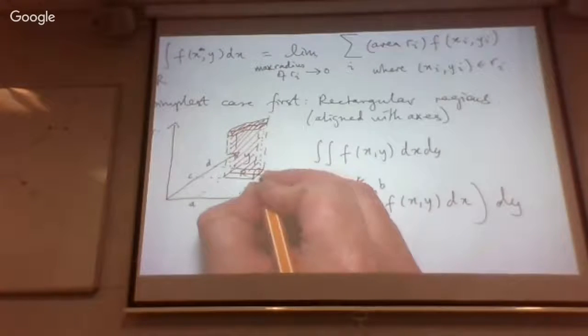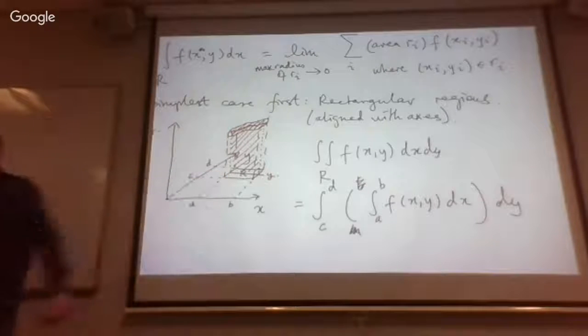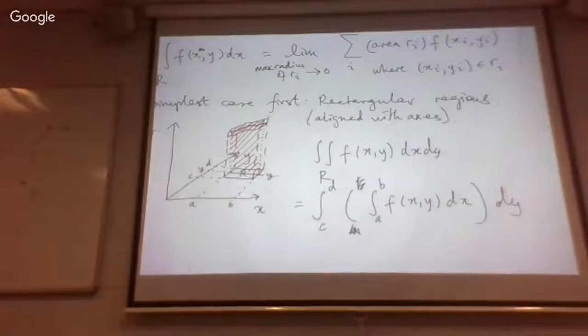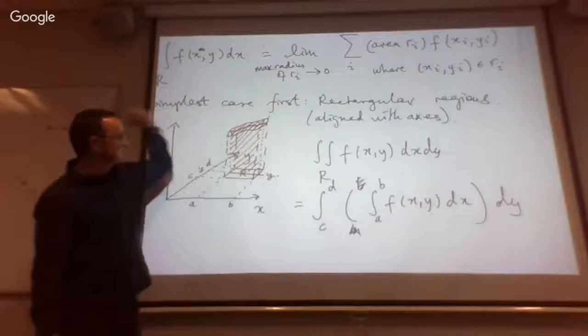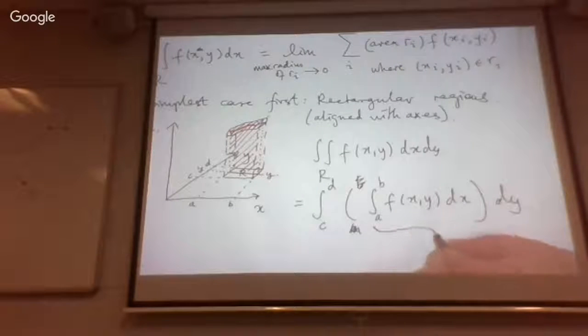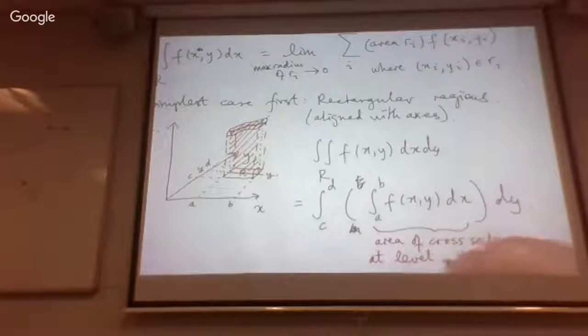This vertical sheet is located at some value on the y-axis. So that value y there is the location of this vertical sheet. So it's like a cross section, or a slice of the cylindrical volume. And this integral here gives us the area of the cross section depicted here at level y.